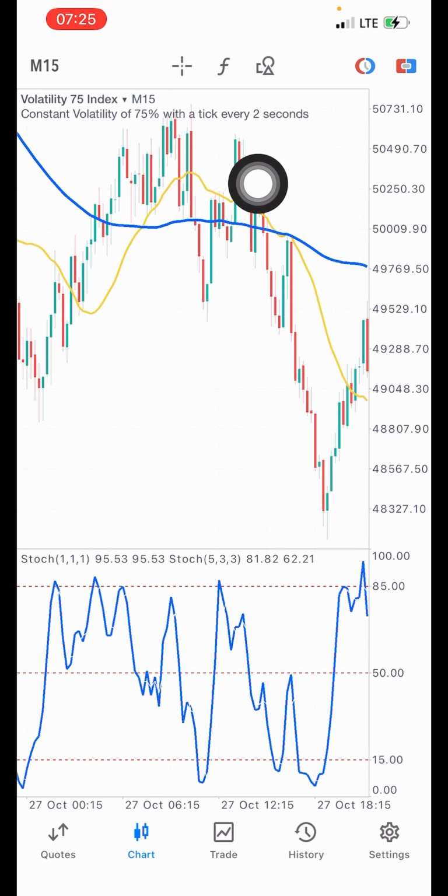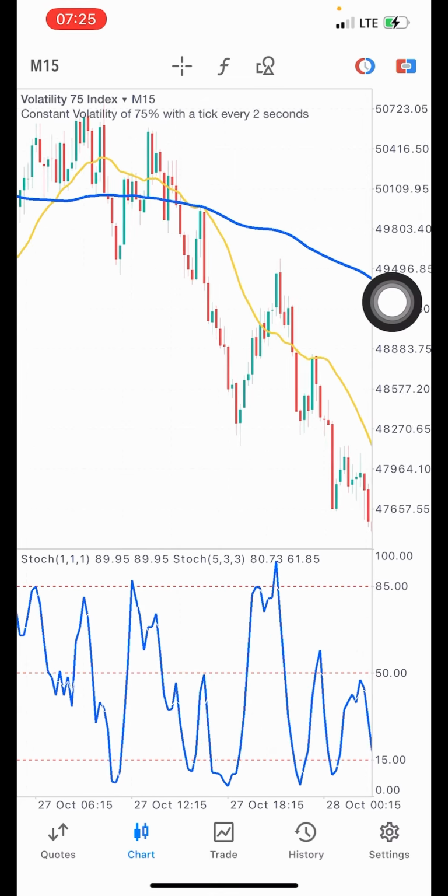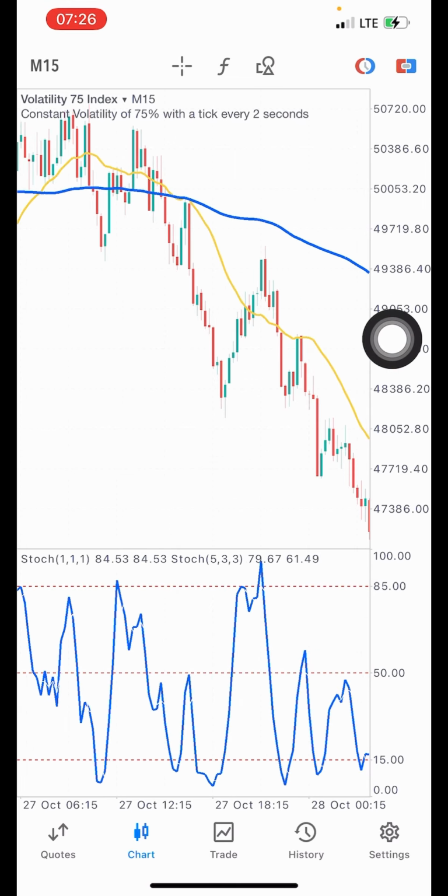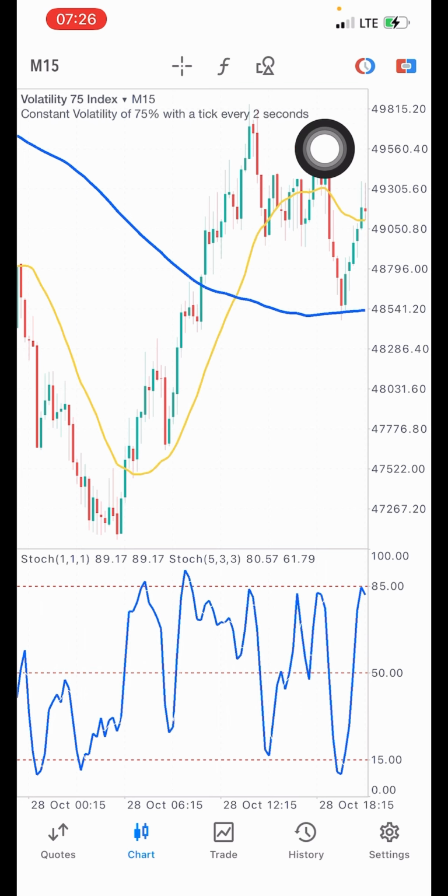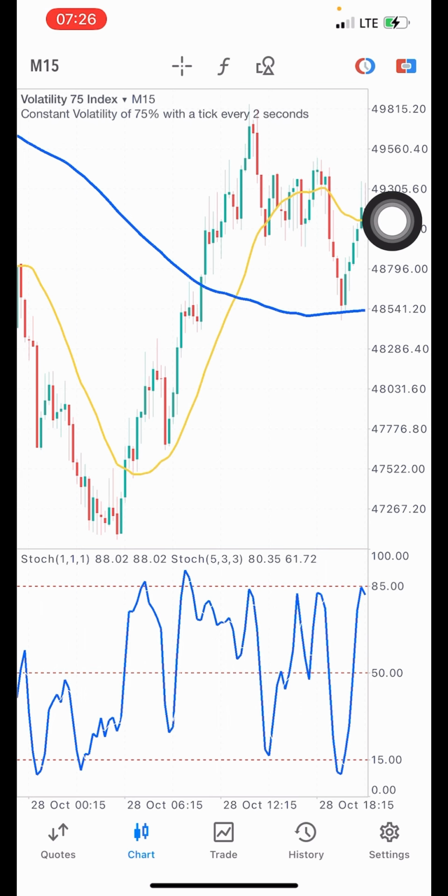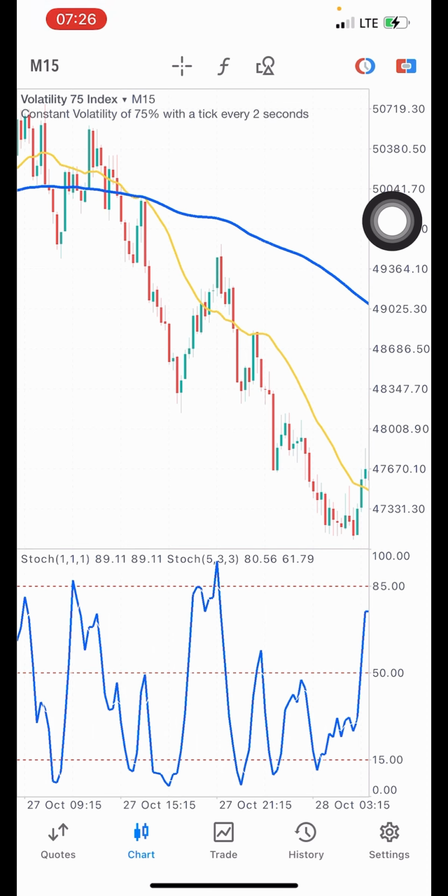Whenever you see that this yellow line is below the blue moving average, this is the 100 moving average and this is the 21 moving average, it means the price is now in a downtrend. Any trade you are looking for is going to be sell trades only. You want to be taking sell entries whenever the yellow is below the blue moving average, and whenever it's above it, you want to be looking for buy trades only. So that is basically how this strategy works.